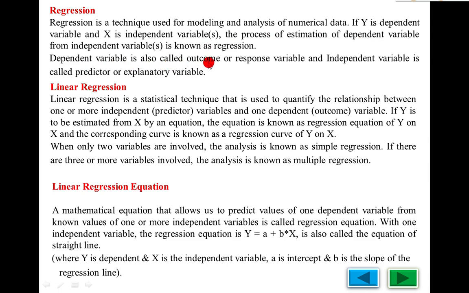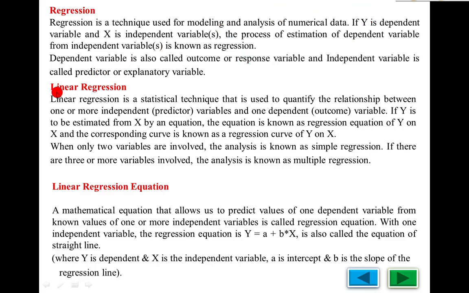The dependent variable is also called the outcome or response variable. The independent variable is also called the predictor or explanatory variable. These are the alternate terms used in statistics. This is the general method of regression.